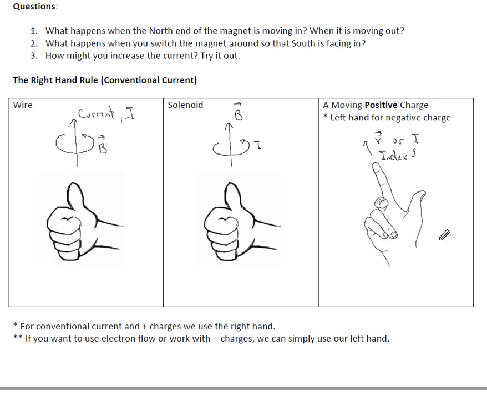Our middle finger represents our B field, our magnetic field, denoted by the symbol B. And our thumb represents a force. So what actually happens is if a charge passes through a magnetic field, a force results on the charge, causing it to change direction. So the charge will actually experience an acceleration.